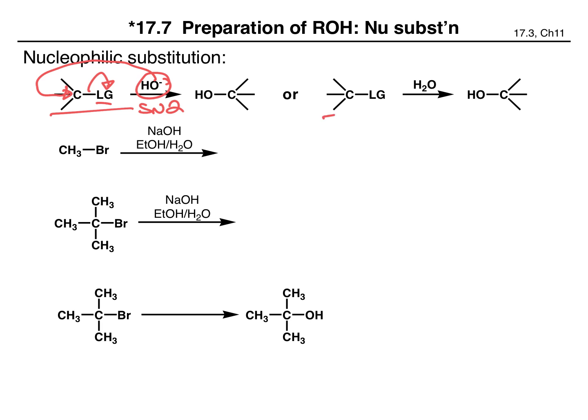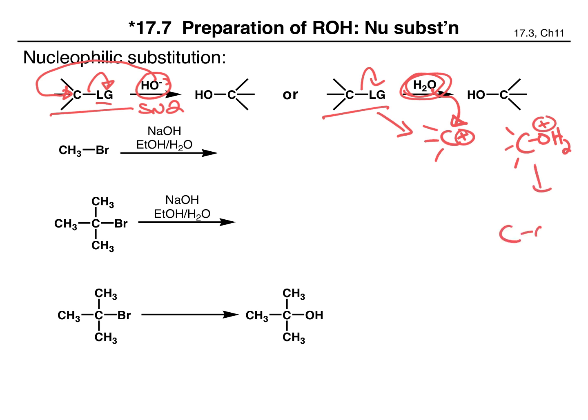Or, again, depending on the structure, if we have water rather than hydroxide, so we have a much weaker nucleophile, then the leaving group can leave, giving us a carbocation intermediate, and then water can add, acting as a nucleophile, giving us OH2 plus, and then a proton transfer will give us our alcohol. So here we have a few examples.